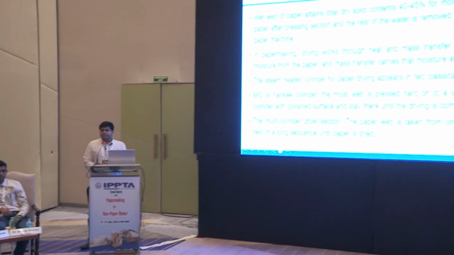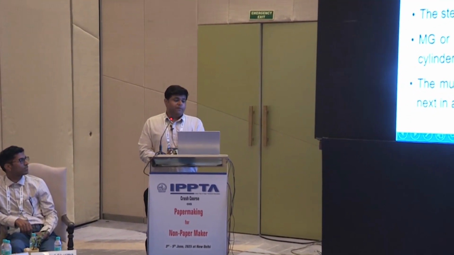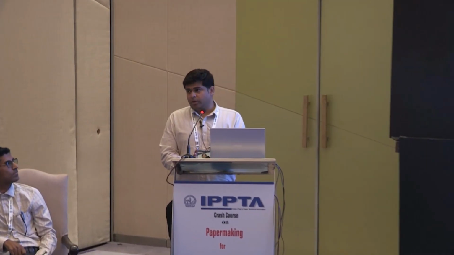So then the last section of this paper machine that is very important is drying, because at this point we can get rid of the maximum amount of water. Usually we do not get rid of 100% of the water, because the paper will again capture moisture from the environment, so it is not advisable. So we can reach only up to, let's say, 95% of the moisture removal. Initially after the pressing, we get paper with a solid content of 40 to 45%, and the remaining water will get removed using the drying section.